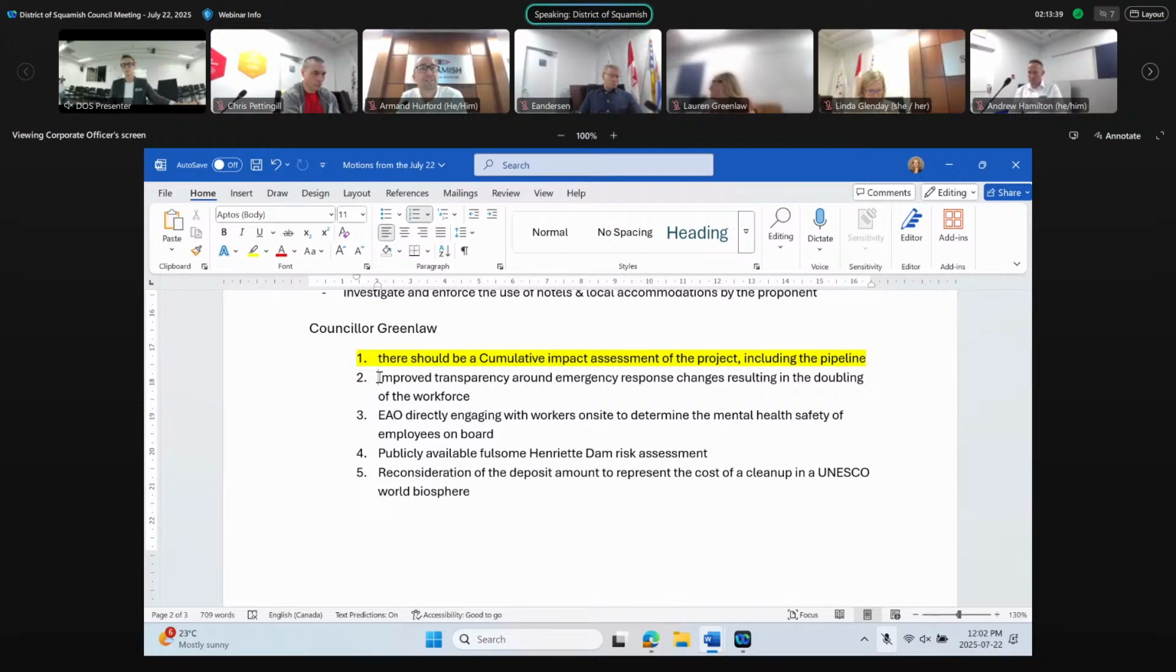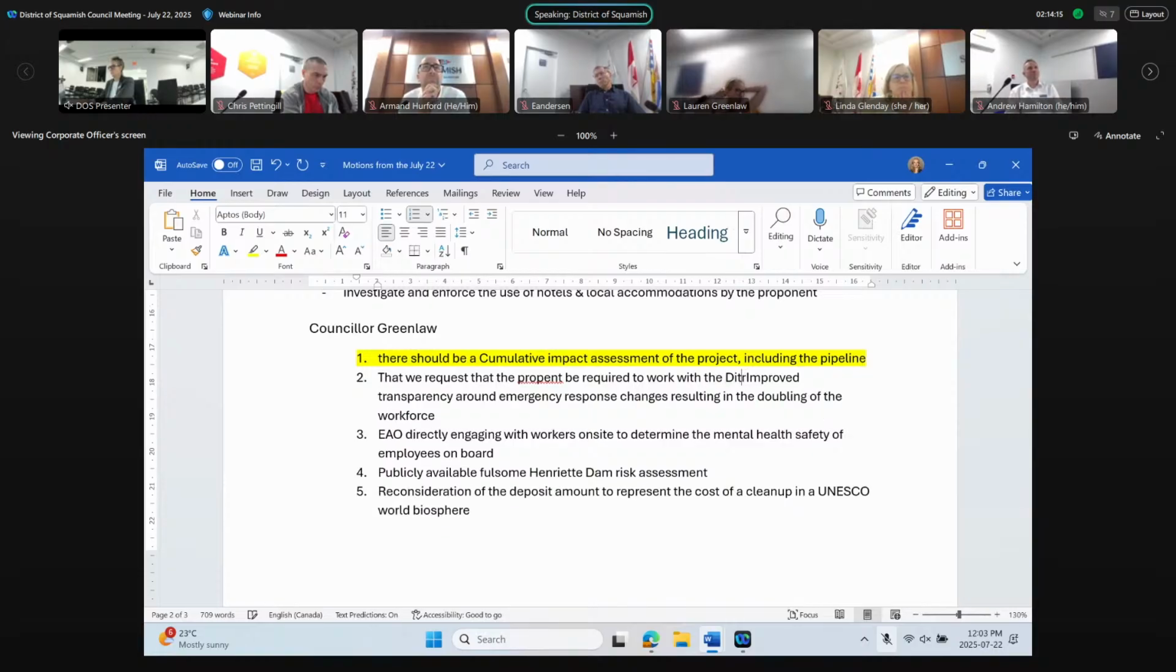I don't know that we want to be involved in the planning and for that planning to be effective. Transparency is not the key piece, but it is a piece of it. So can you do that language again? I'll have the corporate officer change the wording and then we'll move forward. I think it's just that we request that the proponent be required to work with the district to update and improve emergency response plans resulting from the doubling of the workforce.